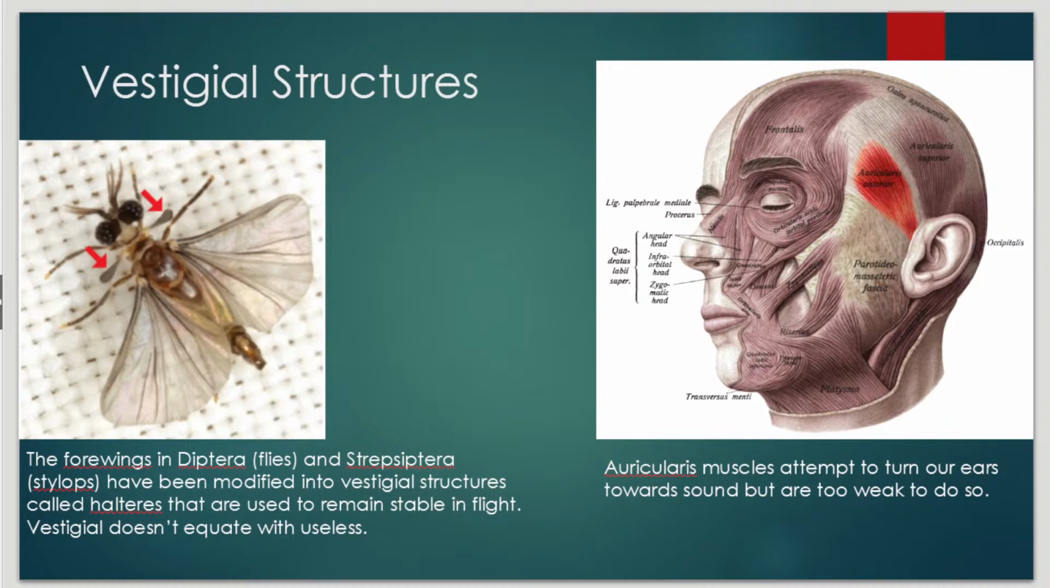They lost that original function in flight because they are obviously wings, or were wings. They're in the same place. They come from the same tissue, all that sort of stuff. They're controlled by the same kind of muscles. Right, yeah, but they're just not used as wings anymore. So they are vestigial. They lost that original function.